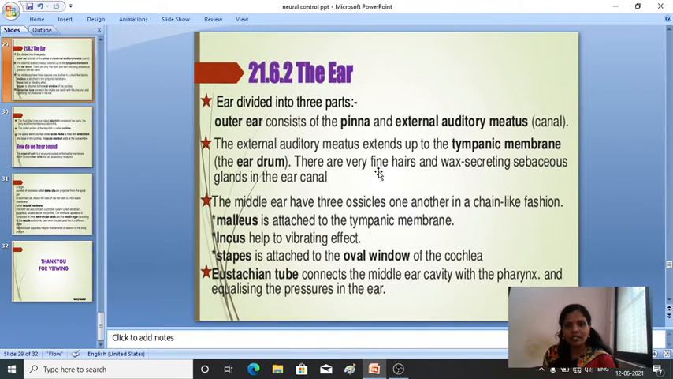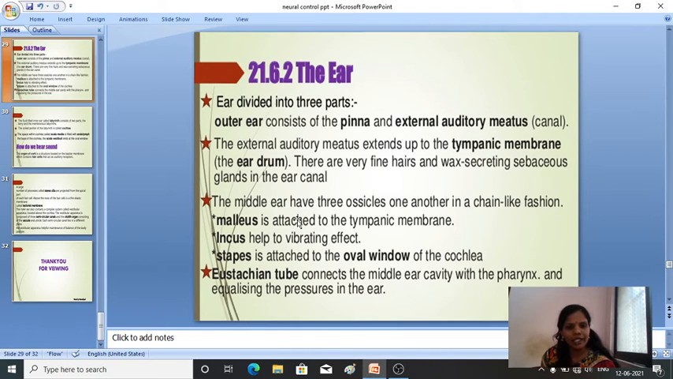There are very fine hairs and wax secreting sebaceous glands in the ear canal. Again, in the ear canal, very fine hairs are there, and wax secreting sebaceous glands. Then it consists of the pinna. This portion is commonly called the ear pinna. Then the external auditory meatus.